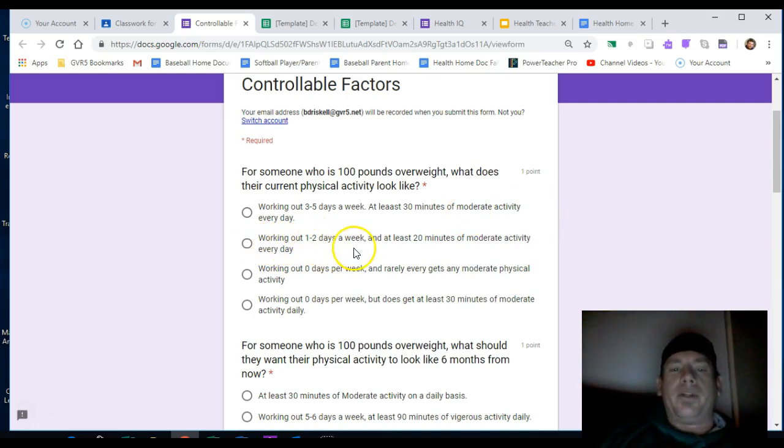Working out 1 to 2 days a week, probably not. So down here, the last two options: working out 0 days a week. Someone who's 100 pounds overweight, that's probably what's going on. And they rarely ever get any moderate physical activity. Working out 0 days but does not get at least 30 minutes of moderate daily activity. That's probably down here in this range. That's probably where I would go on this question.